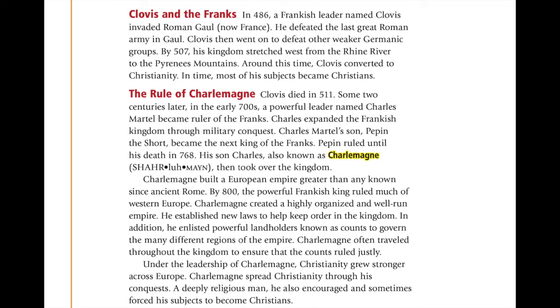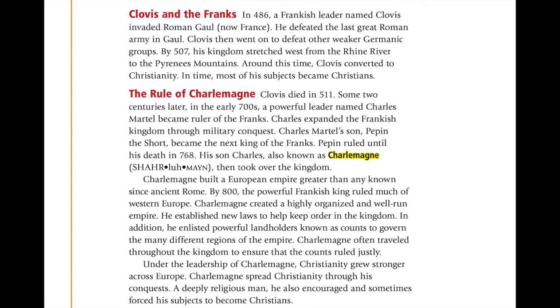The rule of Charlemagne. Clovis died in 511. Some 2 centuries later, in the early 700s, a powerful leader named Charles Martel became ruler of the Franks. Charles expanded the Frankish kingdom through military conquest. Charles Martel's son, Pepin the Short, became the next king of the Franks. Pepin ruled until his death in 768. His son Charles, also known as Charlemagne, then took over the kingdom.